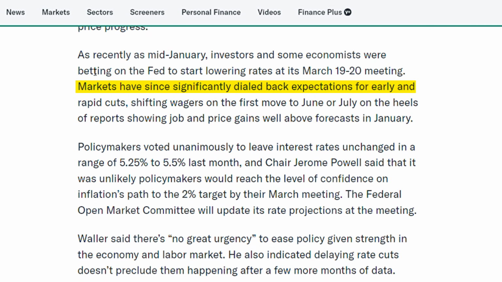Markets have since significantly dialed back expectation for early and rapid cuts, shifting wagers on the first move to June or July on the heels of reports showing job and price gains well above forecasts in January. Well, that's good news to a lot of people if you're in politics, but it's bad news for those of us that are looking for rate reductions to further stimulate our pipeline of projects, because we're still hanging on to the same figures that we've been hanging on to for a long time.